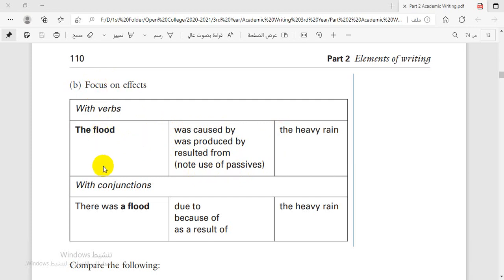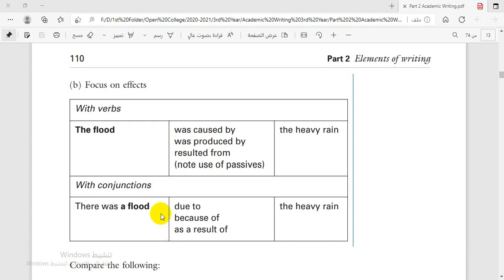Sometimes we can focus on effects with conjunctions. Look at these conjunctions: due to, because of, as a result of. There was a flood due to the heavy rain. There was a flood because of the heavy rain. There was a flood as a result of the heavy rain.